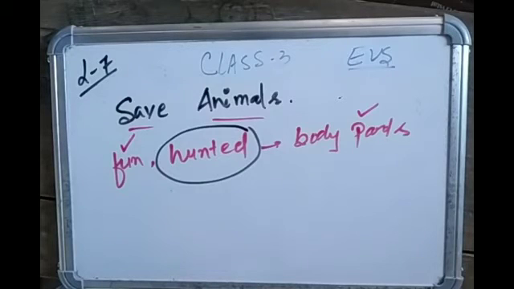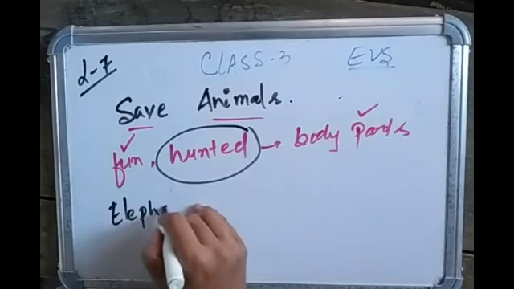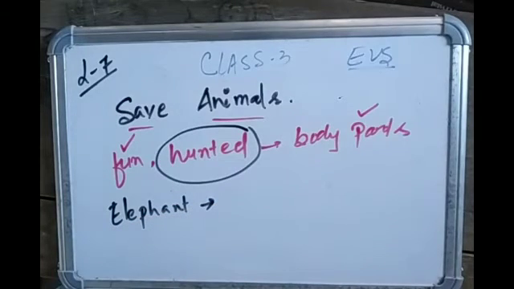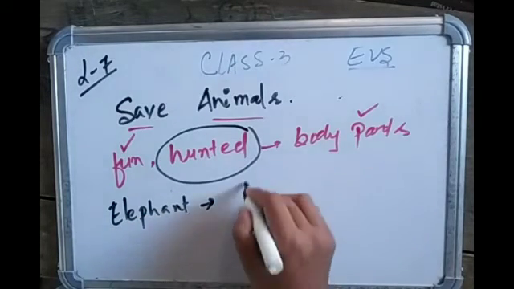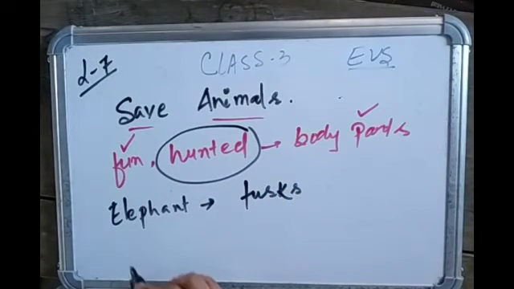Even now, elephants are hunted for their tusks. Then rhinoceros.